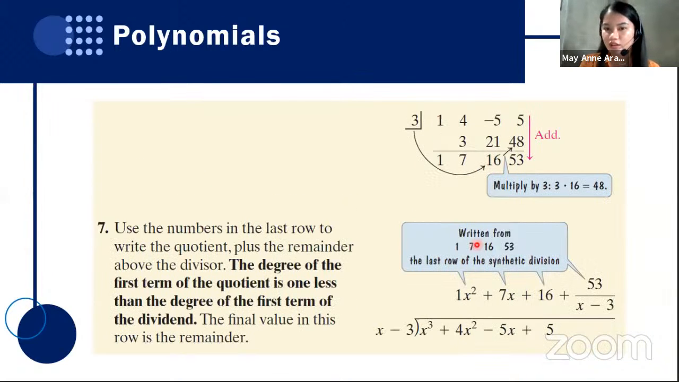So, saan na tayo mag-start pagsulat? So, you have 1 here. So, 1x squared followed by 7x plus 16 plus, this will be the remainder, yung nasa last column, 53 over the divisor, which is x minus 3. So, this will be the answer, x squared plus 7x plus 16 plus 53 over x minus 3. So, take note of the degree of the first term of the quotient is 1 less than the degree of the first term of the dividend.